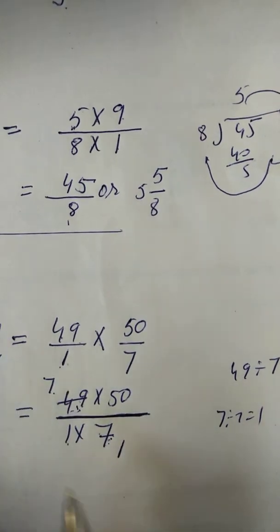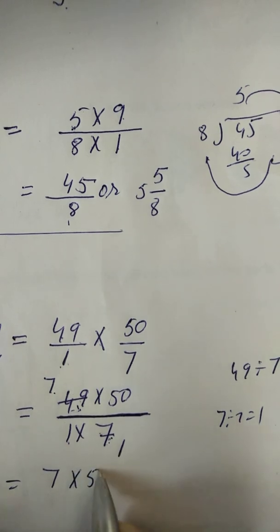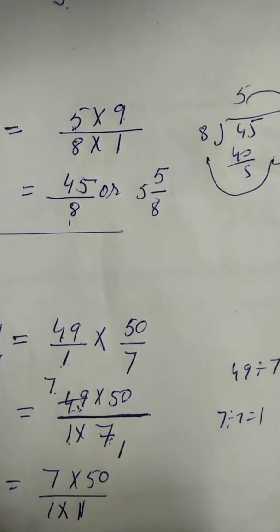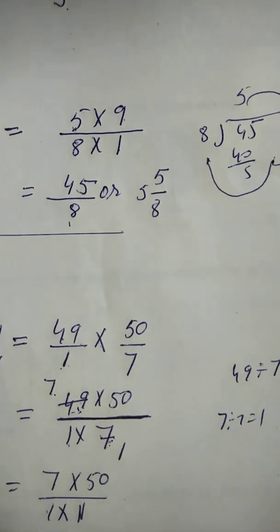Okay, so after that what is left now? 7 multiplied by 50, 1 multiplied by 1. So what is the answer? 7 multiplied by 50 is 350, 1 multiplied by 1 is 1. So your answer, the product, is 350.